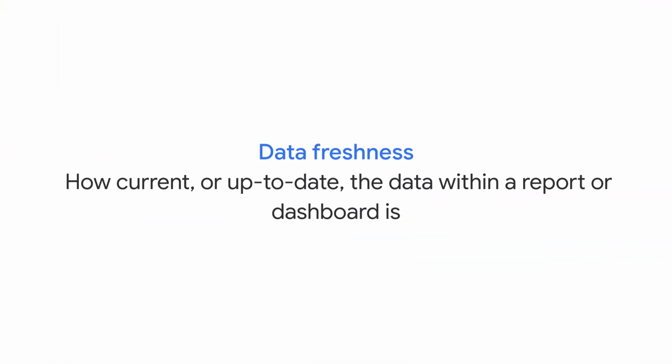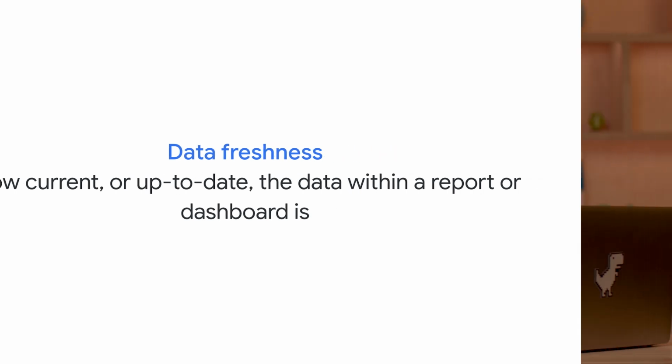Now, no matter where the data comes from, you will need to pay attention to the data freshness. Data freshness refers to how current or up-to-date the data within a report or dashboard is. For example, if the data in a dashboard is updated once every 24 hours at midnight, and a user accesses the dashboard at 5 p.m., then that information is outdated by 17 hours, and it won't reflect any of the current day's data. The importance of data freshness will vary by visualization and business need. In some cases, users access the data infrequently, and so data freshness is not a priority.